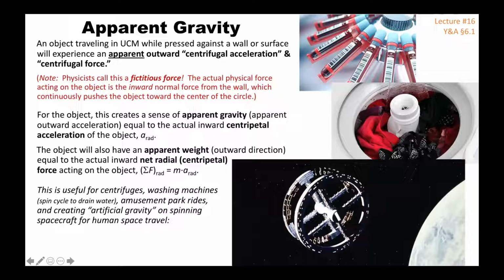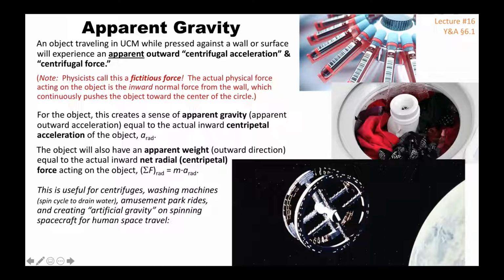So, for example, if we think about a chunk of clothing that's spinning around and around, at any moment in time, that chunk of clothing's velocity is tangent to the circle. So if there were no net force acting on that chunk of clothing, it would travel off in a straight line. But instead, the wall comes around to meet it and keeps pushing that chunk of clothing toward the center. So from the clothing's reference frame, the clothing thinks it's being pressed against the wall, when in fact, in the reference frame of the washing machine, it is the wall that is pushing against the clothing at all times.